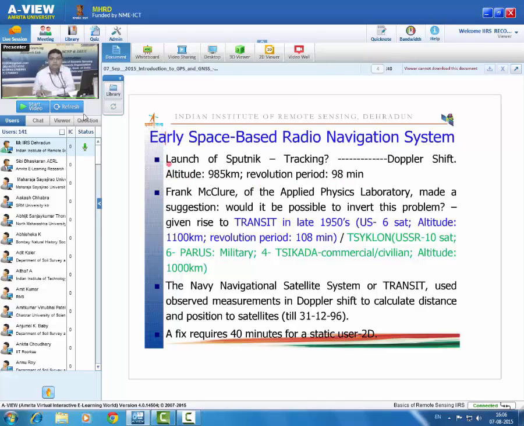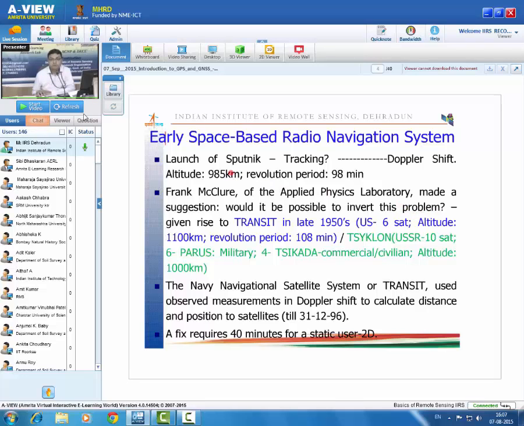At this point of time, when Sputnik was launched, there was a person known as Frank McClure at the Applied Physics Laboratory who made a suggestion: would it be possible to invert this problem? Now we have to understand his suggestion. He talked about inversion of the problem, so first we have to understand the problem so that we can actually invert it.